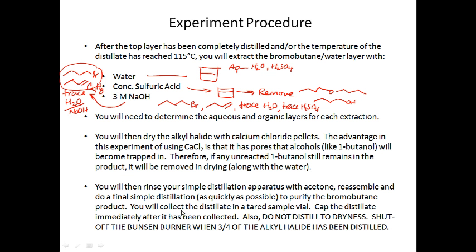Okay, the problem here is we're using a Bunsen burner, so we do not want to distill to dryness because the flask could crack. So once you've distilled 3/4 of the alkyl halide by eye, shut the Bunsen burner off and the remaining 1/4 will distill, and then we won't have a flame on the round bottom when it's dry, so there's no possibility of cracking. So at the end you're going to have your product in your tared sample vial.